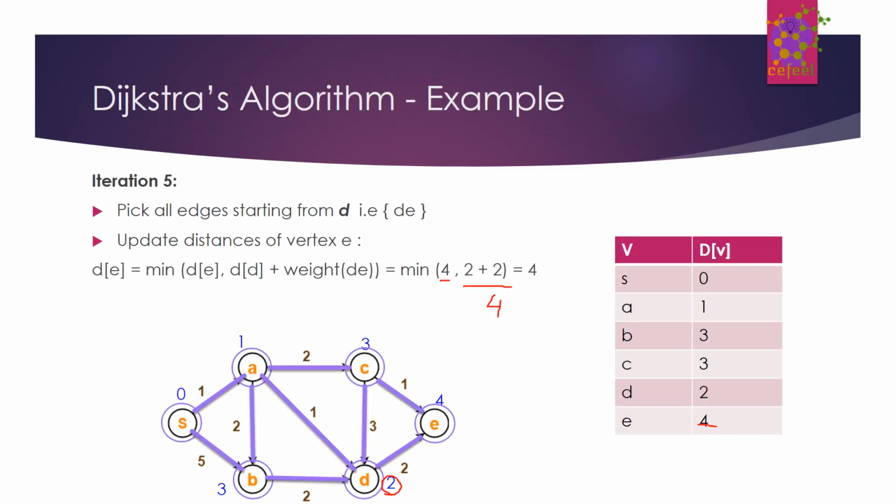So if you notice, we are done with all the edges and we have found all the vertices now, and hence the distance vector which we have is the final answer. So this means the shortest path from vertex S to A has size 1, S to B has size 3, and so on. From S to E has size 4, which is our final answer. Cool. So finally we are done with the algorithm.